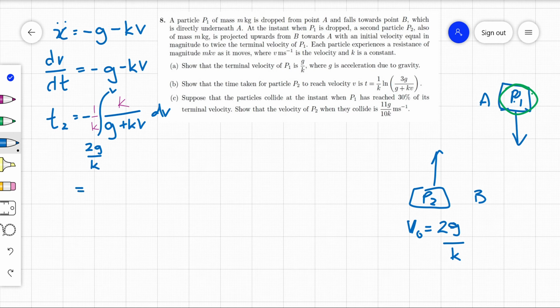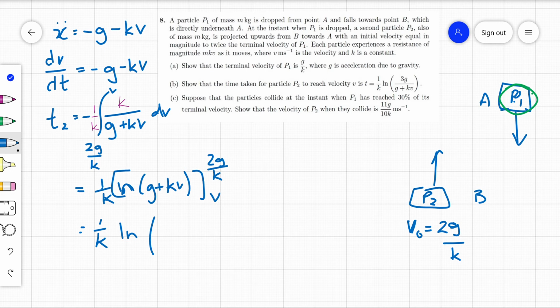So let's switch the limits around. We're going to have log of g plus kv, between v and 2g on k. So that is 1 on k log. Putting the 2g on k in, we're going to get g plus 2g, which is 3g. And putting velocity in, we're going to get g plus kv, which is what we wanted to show. So we're all good there.